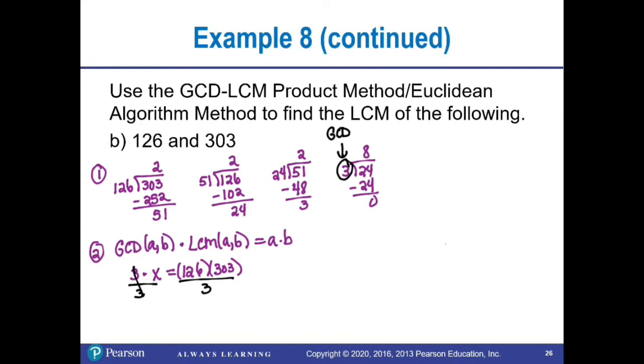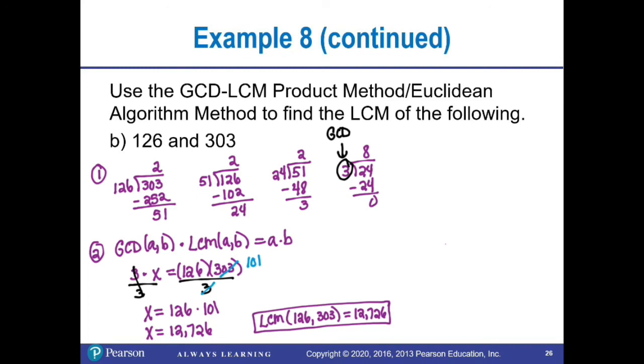Now again, I really don't want to multiply 126 times 303 and then divide by 3. So I'm going to simplify. 3 goes into itself one time and into 303 101 times. So I have 126 times 101, which is 12,726. So here, my LCM of 126 and 303 is 12,726.